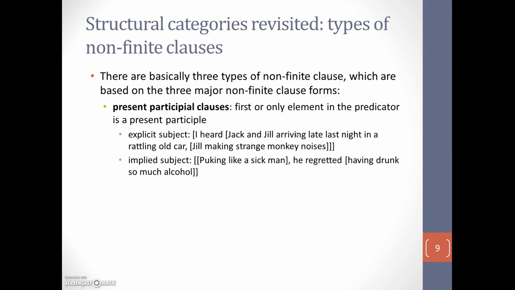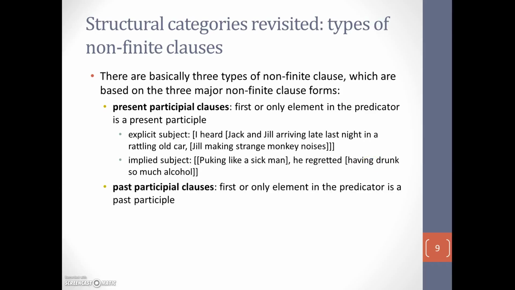An example of one with an implied subject. Here we have puking like a sick man. So we don't know who it is. We don't have a subject right before the verb in this case. So again, we can sort of figure out what it is, but it's only implied, the fact that it's also he. But again, here we can see the ing ending, also over here on having. That's also the ing ending. So these are present participial clauses.